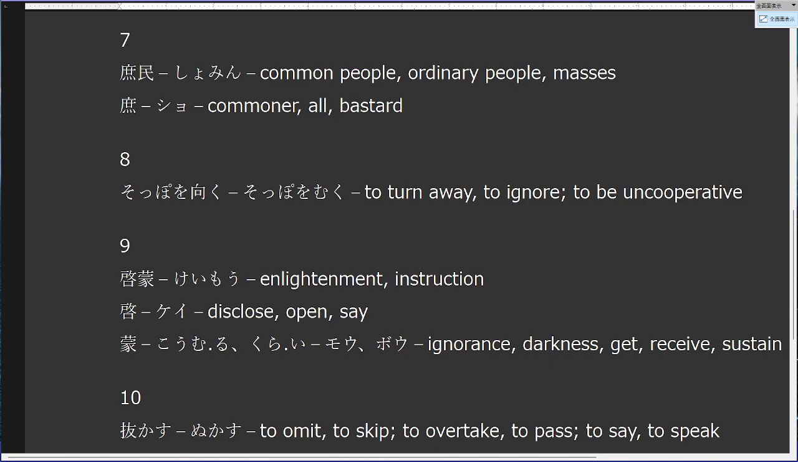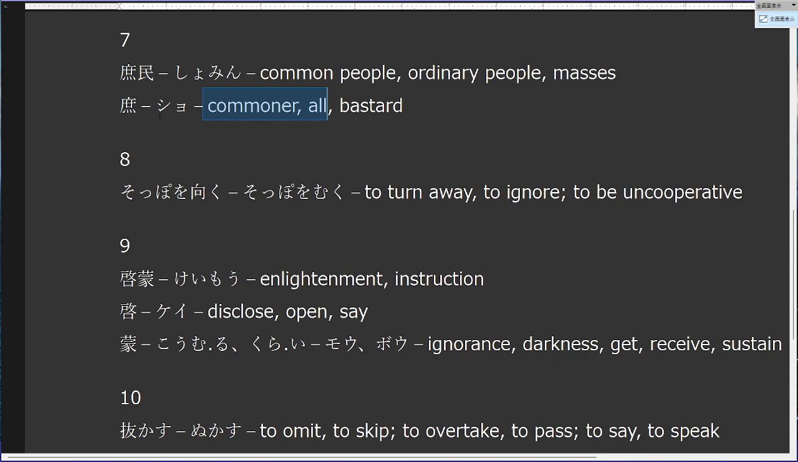Number seven is shomin. Shomin are the common people or ordinary people. You'll recognize min as our kanji for the civilization, the population, common folk. And sho on the left side is another kind of enforcement of that same kanji, with a commoner, all, or bastard. Now this kanji has three radicals in it, with our overhanging cliff, 20 in the middle, kind of two tens put together, and fire.